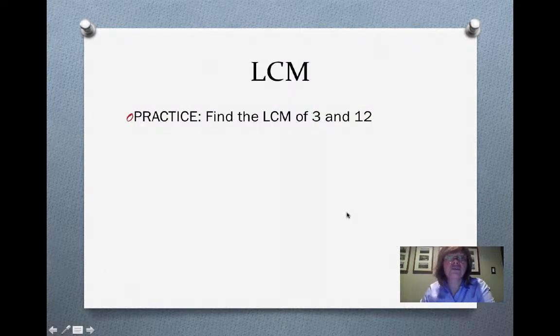Okay, it's your turn. What I'd like you to do is pick either the list of multiples method or the prime factorization method and find the LCM, or least common multiple, of 3 and 12. Good luck! I know you can do it. Pause the video here, do your work, and turn it back on when you're ready to check your work.